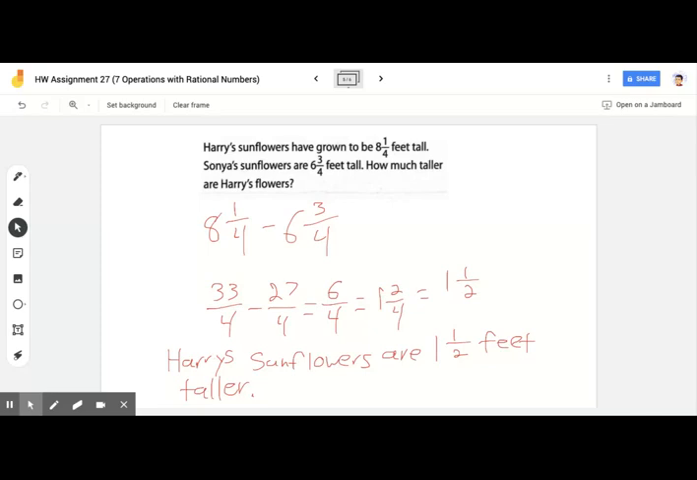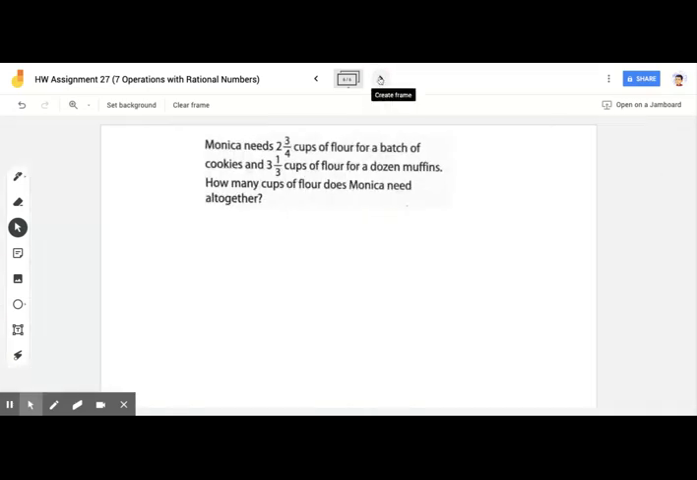All right. Last one. Monica needs 2 3/4 cups of flour for a batch of cookies and 3 1/3 cups of flour for a dozen muffins. How many cups of flour does Monica need altogether? So altogether, what does she need? Sorry, I didn't turn to the problem. Altogether, what does she need? It seems like we're talking about an addition problem, but our denominators are different. But it's going to be 2 3/4 plus 3 1/3. And if we were to estimate our answer, it would probably be a little more than 6, but let's find out for sure.